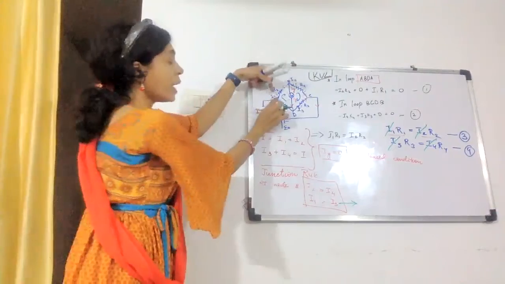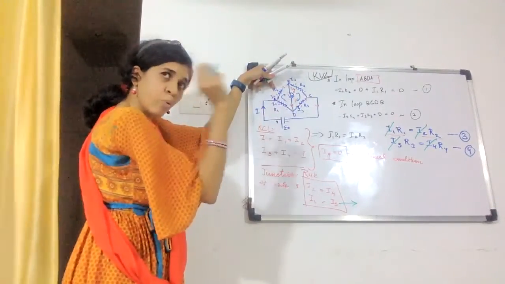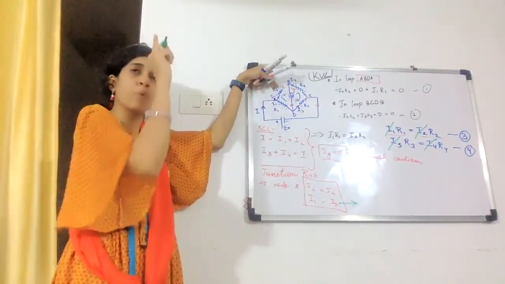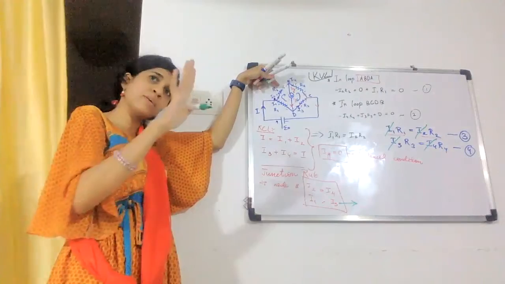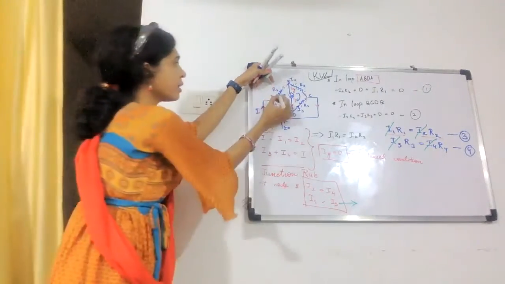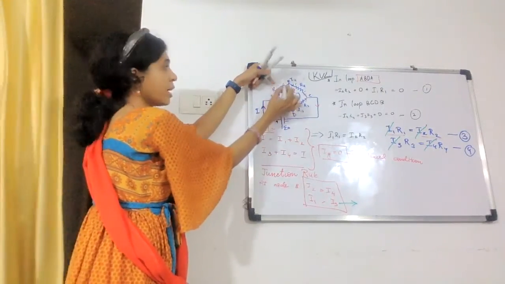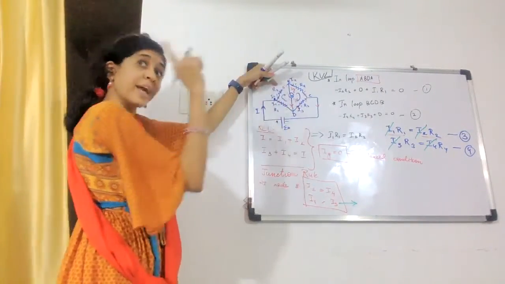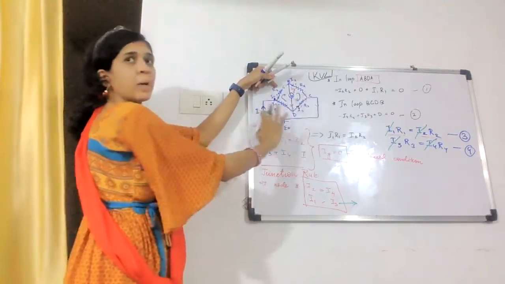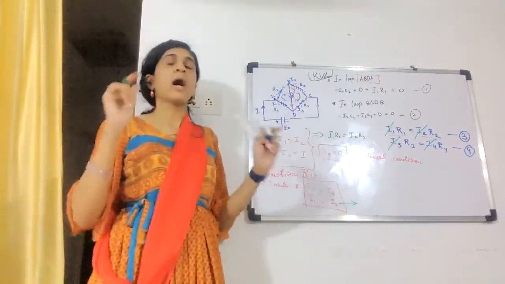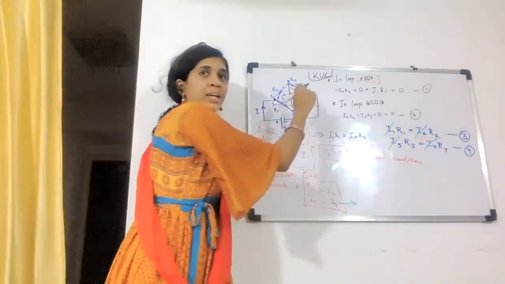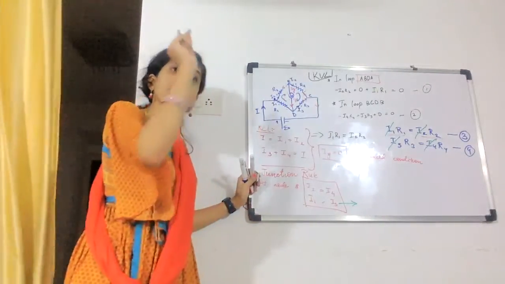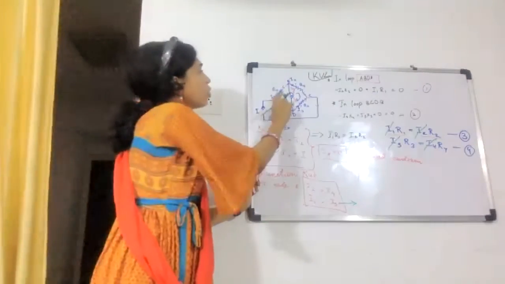Yes. When the current is entering any point, it will always be a positive terminal. Leaving will be negative. So here this I2 is positive and here I2 is leaving, negative. First of all, do the marking. Yes, marking is done. Now we have to make a loop inside. Now in the loop we need to move.